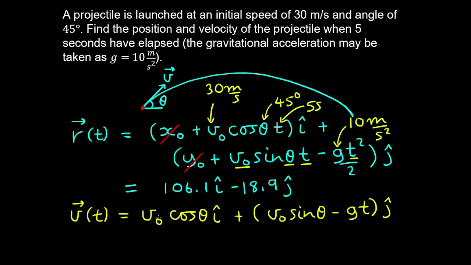So if we make the same substitutions, we get a velocity of 21.2 meters per second in the i direction and minus 28.8 meters per second in the vertical direction. So the position is in meters, and the velocity is in meters per second. And therefore the velocity, after 5 seconds, is acting downwards and to the right, if we resolve it in those two components. So the projectile is descending at 5 seconds.